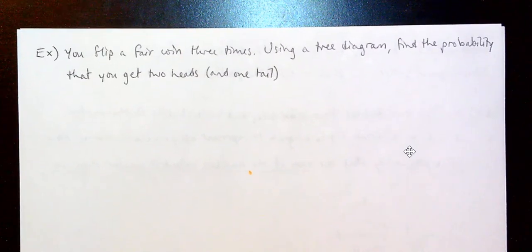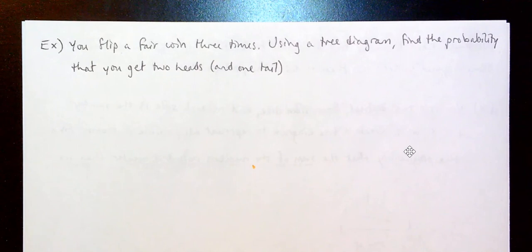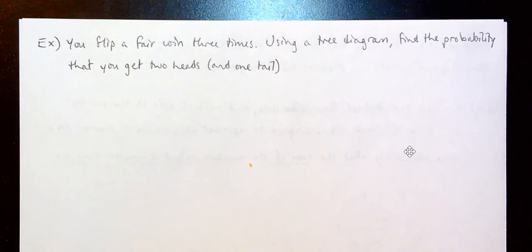Suppose we flip a fair coin 3 times. Using a tree diagram, find the probability that you get 2 heads and thus 1 tail. We're going to rule out the very, very small possibility that the coin lands on its side. That almost never happens.